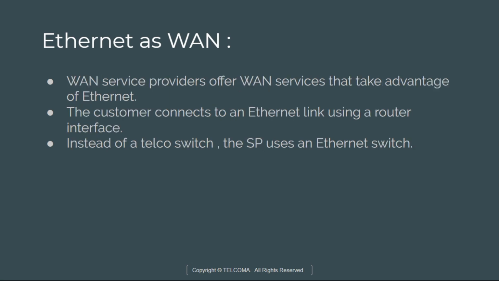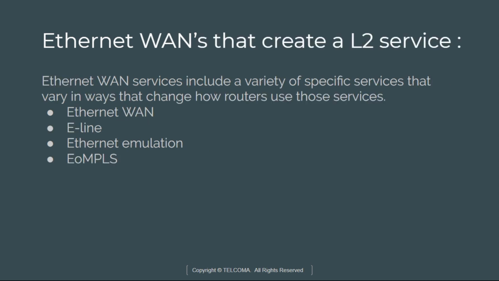WAN service providers offer WAN services that take full advantage of Ethernet. Service providers offer a wide variety of these WAN services with many different names. The customer connects to an Ethernet link using a router interface. Instead of a telco switch, the service provider uses an Ethernet switch. The Ethernet link leaves the customer building and connects to a service provider location, which is called a POP, point of presence.